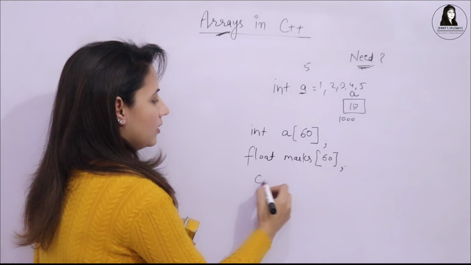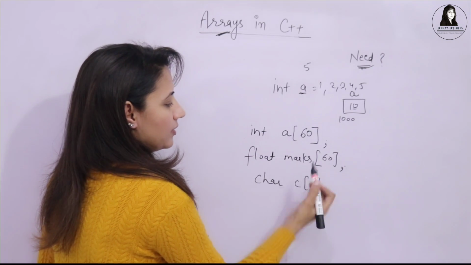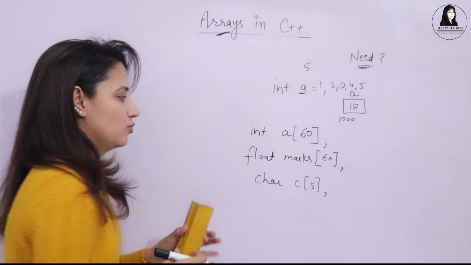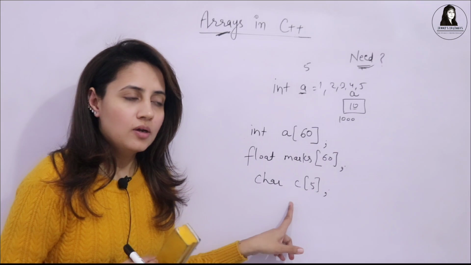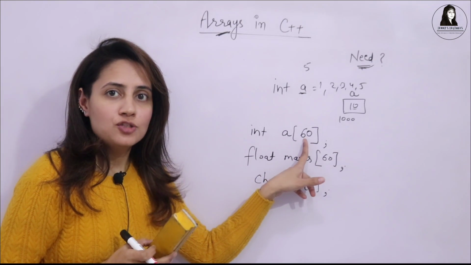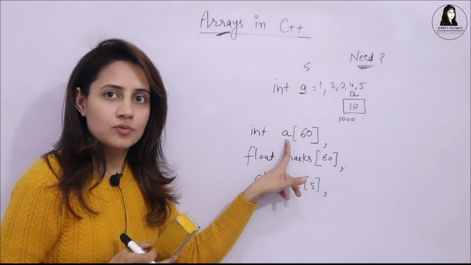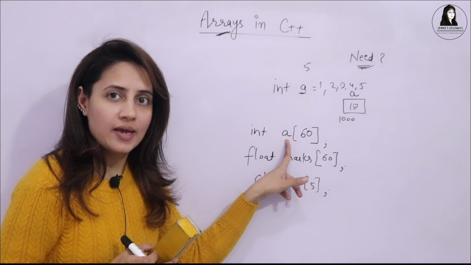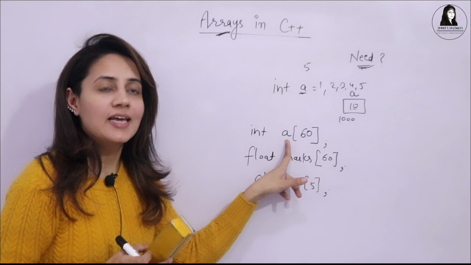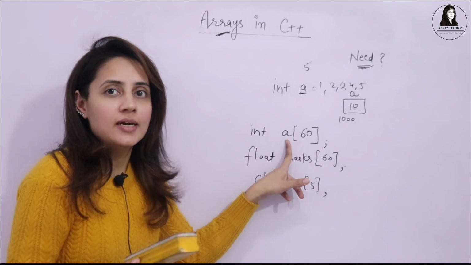So that is also fine. Character type array is also fine. Like maybe the character array name is C and size 5, so 5 characters we can store here. But the problem is, the same type of elements we can store under a single name, or in an array. So it's like a collection of elements which are of the same data type.